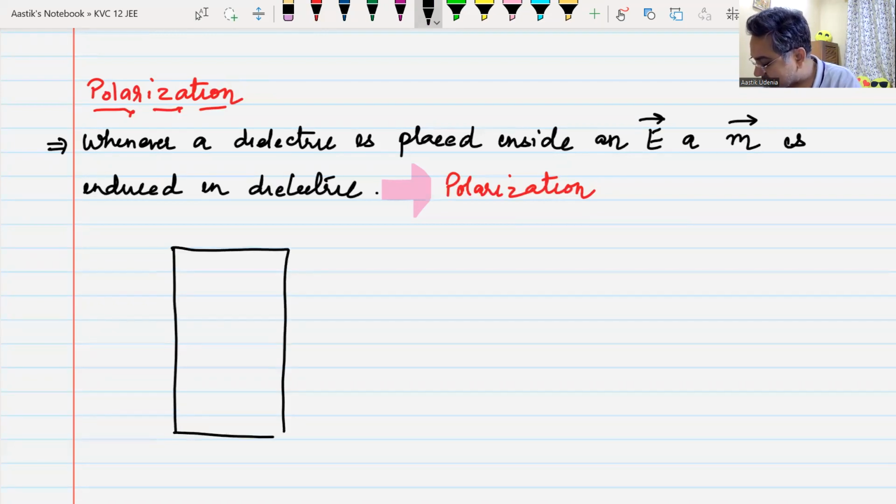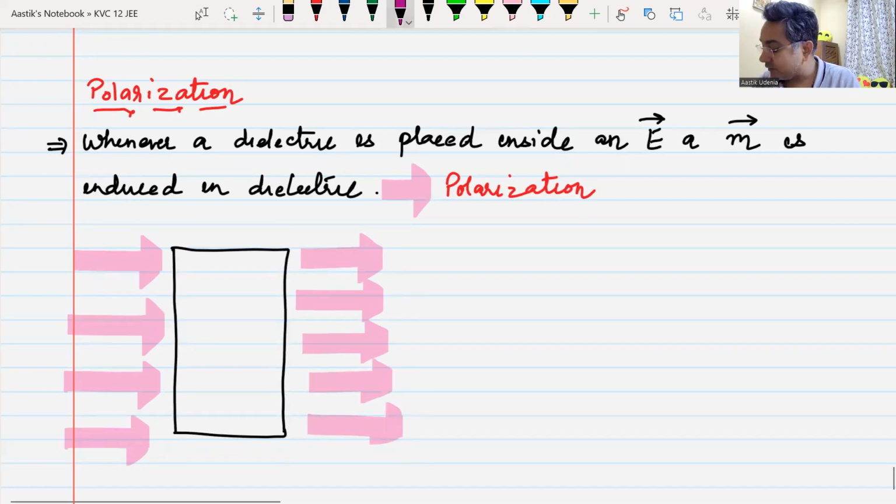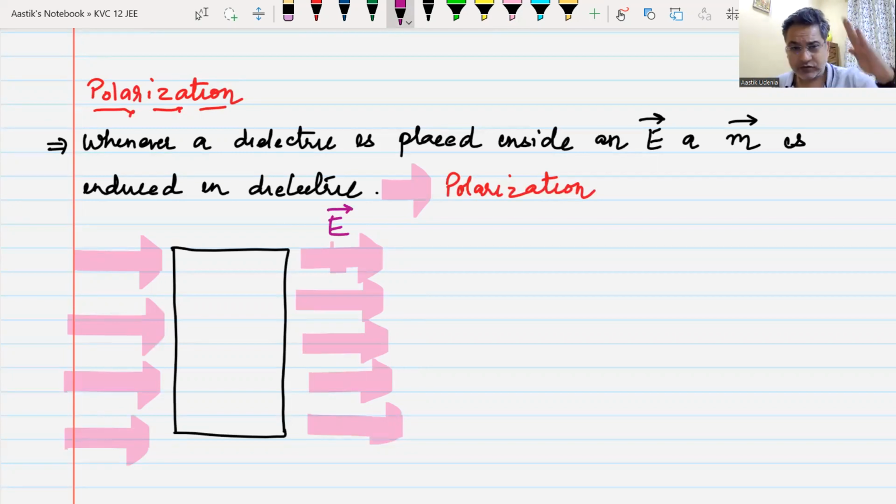This is a dielectric, and I've placed this dielectric inside an electric field. An electric field goes like this in this direction. The value of this electric field, let us say, is E vector. Now, because of this electric field, all the dipoles get aligned in the same direction.